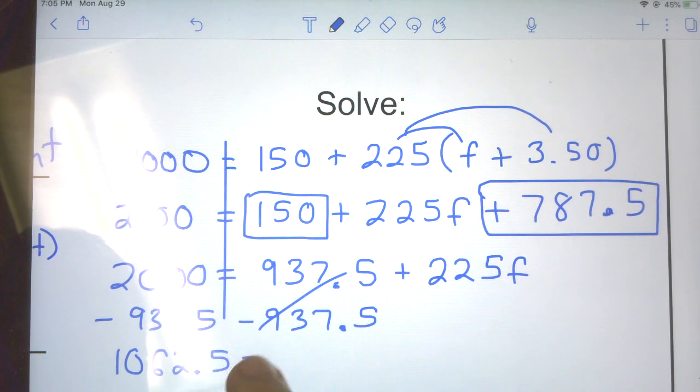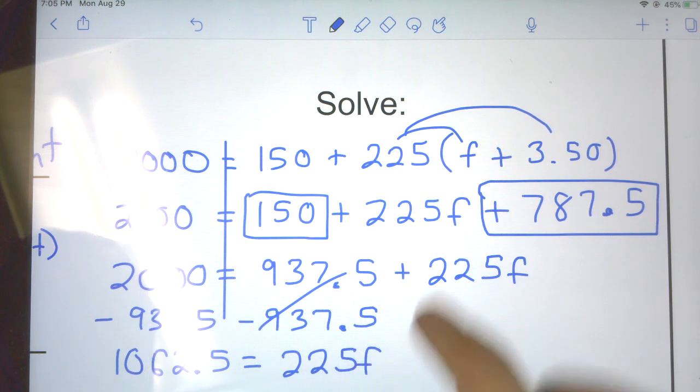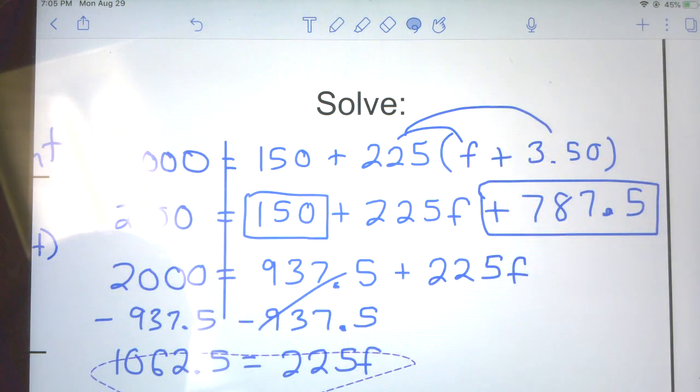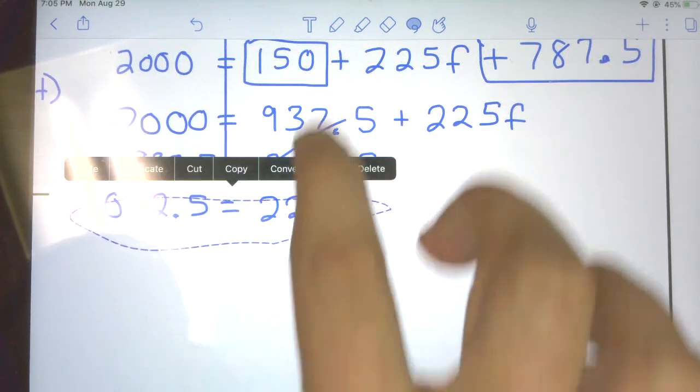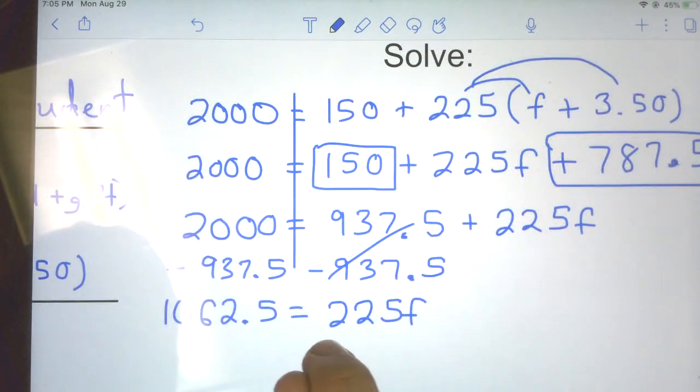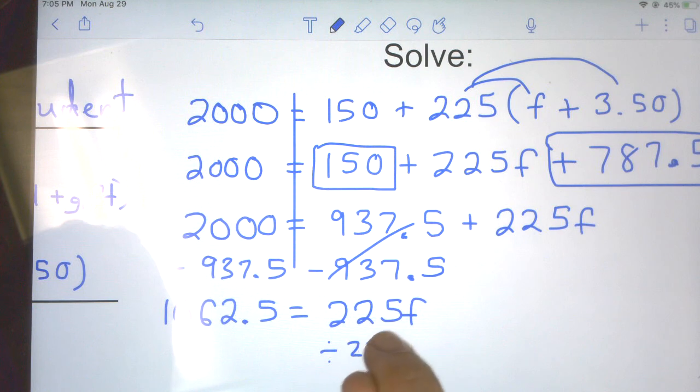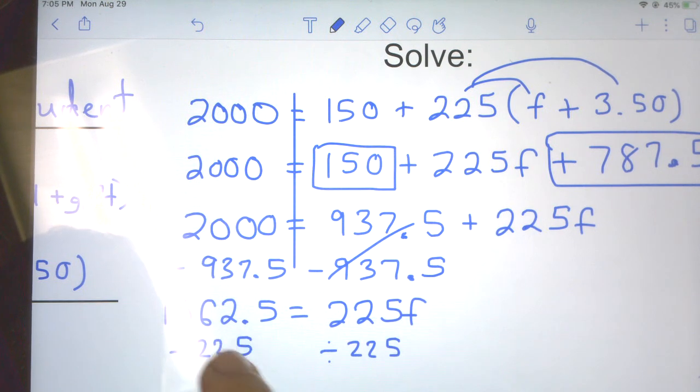1,062.5 equals just that 225F. Your last step then is to divide both sides by 225. That gets you, I remember from class today, I believe it's 4.72 repeating equals F. I'm just going to make sure I do that correctly in Desmos to make sure I don't mess anything up.